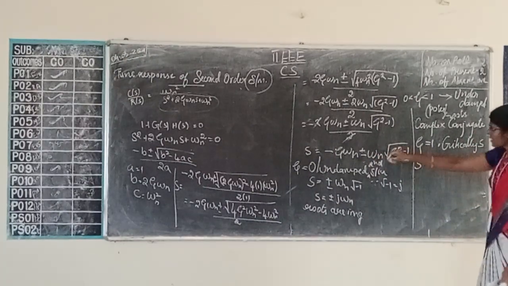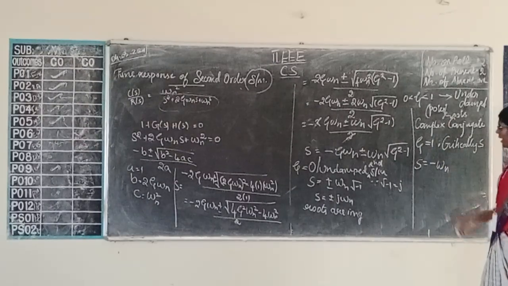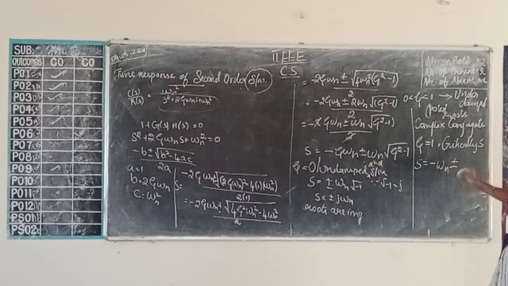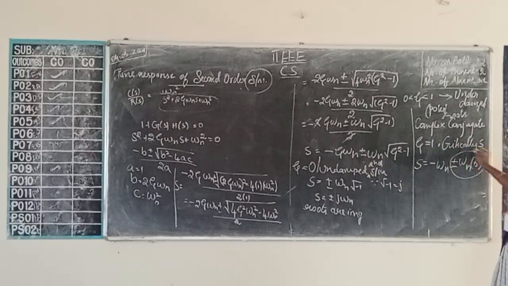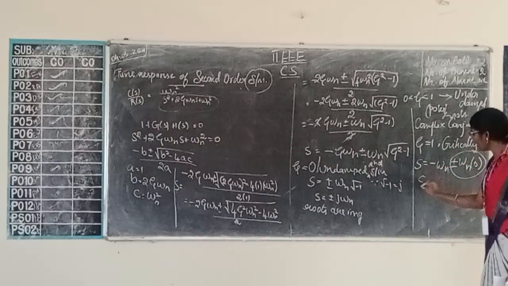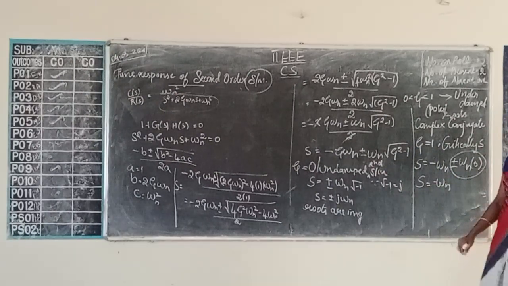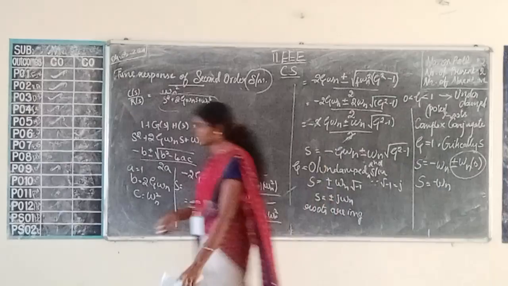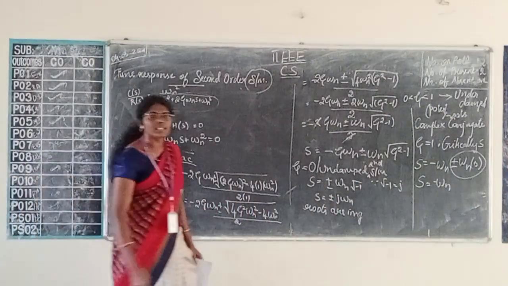Minus zeta, here we substitute 1. So it is minus omega n plus or minus omega n root of 1 minus 1, which becomes 0. So omega n times this part becomes 0, and the entire part becomes 0. So s will be minus omega n. And what does this omega n mean? Omega n is the natural frequency.